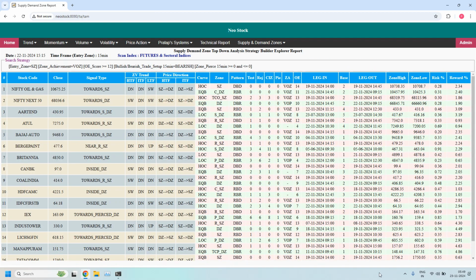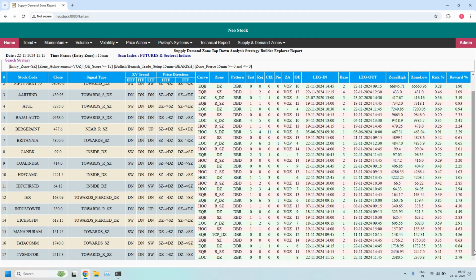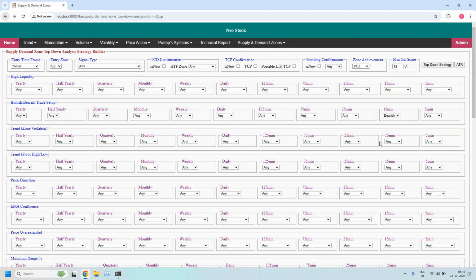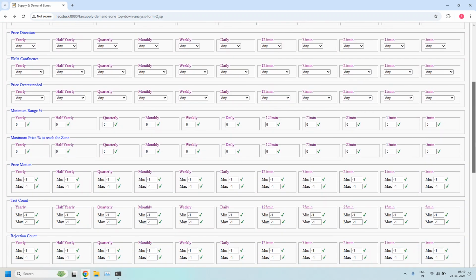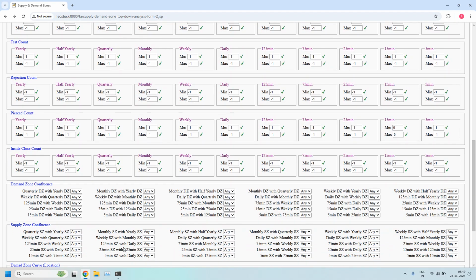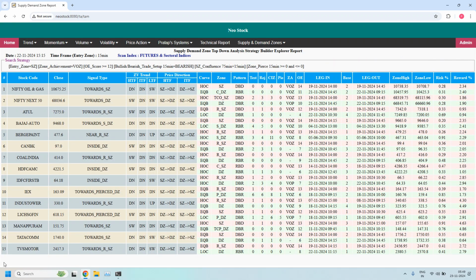Let's filter. We got somewhere around 17 stocks. These are the first 15 stocks. I am scrolling the list down. So total 17 stocks are filtered. Out of these 17, how many are having high probability supported 15 minute supply zones? The first filter is based on 15 minute supply zone confluence with 75 minute supply zone. So I am enabling that filter. With this filter, out of the 17 stocks, we got 15 stocks.